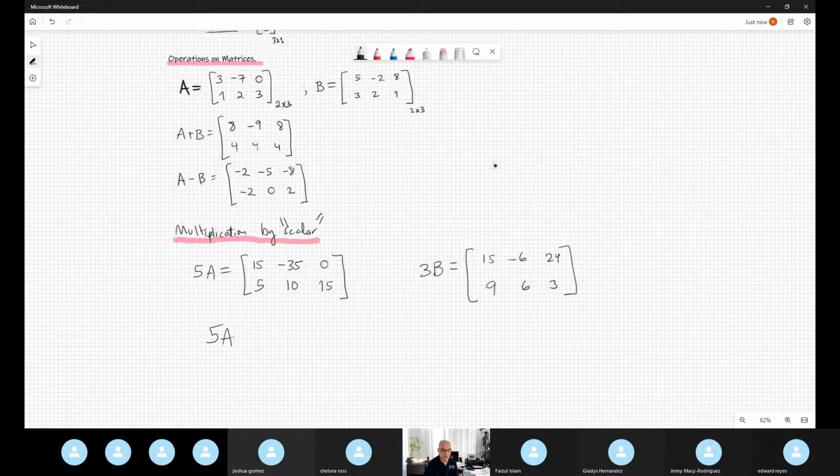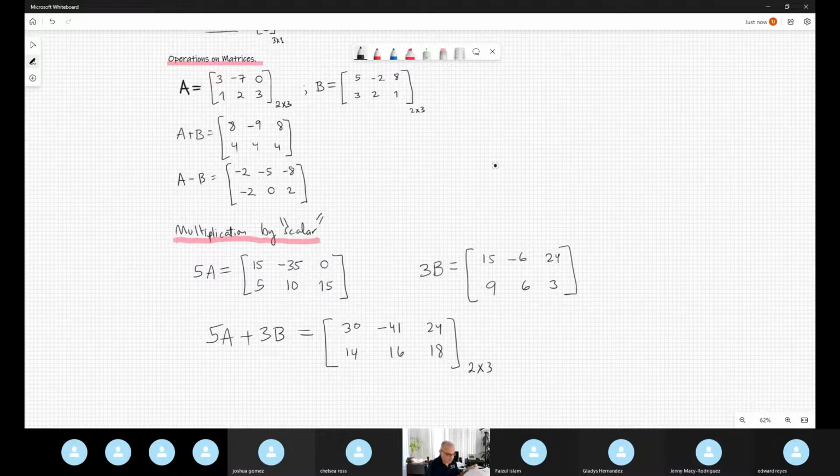I suppose in the test I ask you to perform the operation 5A plus 3B. It's a combination, a summation of the matrices, but before that, the order of operations says to do the multiplication by the scalar first. I did that. Now the final answer is adding component by component. 15 plus 15 is 30. Minus 35 minus 6 is negative 41. 0 plus 24 is 24. 5 plus 9 is 14. And 10 plus 6 is 16. And 18. End of the story. And the dimension stays the same, 2 rows, 3 columns. Do you understand multiplication by the scalar very well?